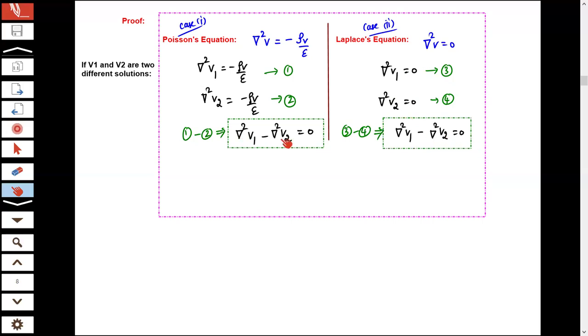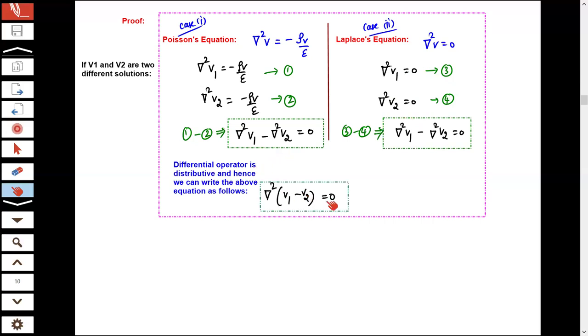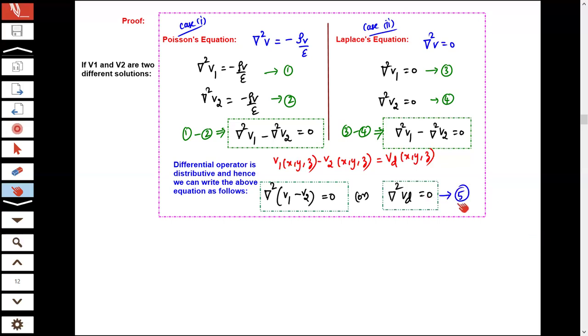This differential operator is a distributive operator, so I can write del squared as common, with the function V1 minus V2. So del squared of (V1 minus V2) equals 0. This is a common equation, whether we consider the Poisson's equation case or the Laplace equation case. We can write this V1 minus V2 as a difference function. V1 in rectangular system is a function of x, y, z, and V2 is also a function of x, y, z. The difference of these two will again be a function of x, y, z. We term it V difference, Vd, a function of x, y, z. Now we can write this equation as del squared Vd equals 0, and we mark this as equation number 5.